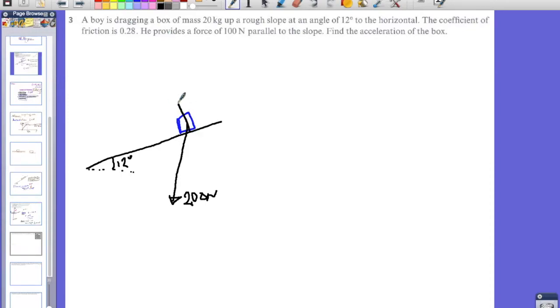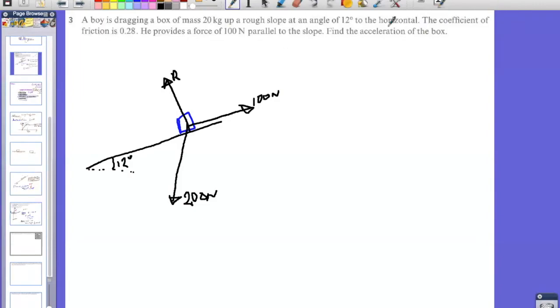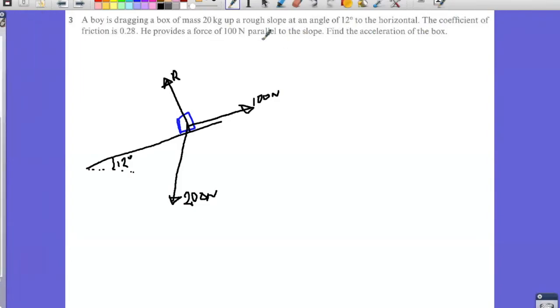There's a normal contact force. He provides a force of 100 newtons. And we are told that mu is 0.28. Just write it down there.